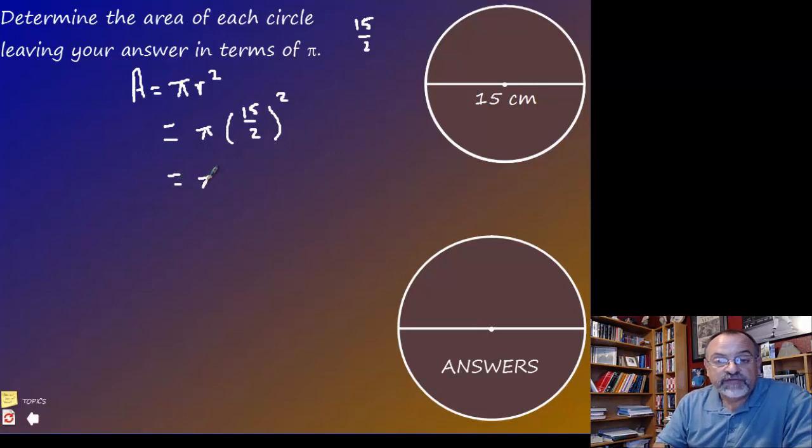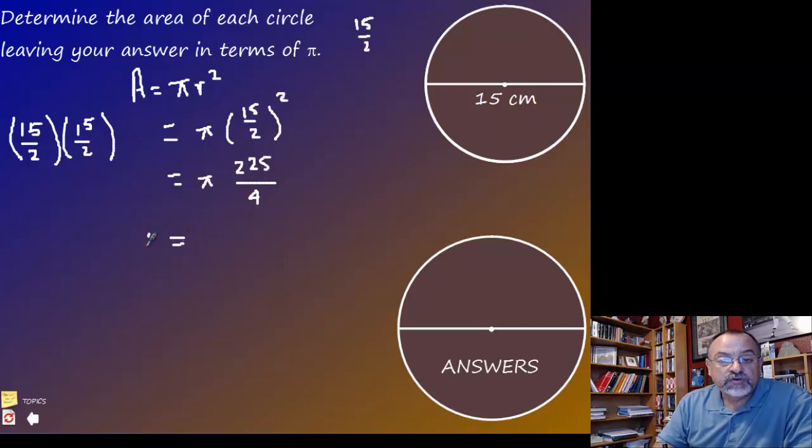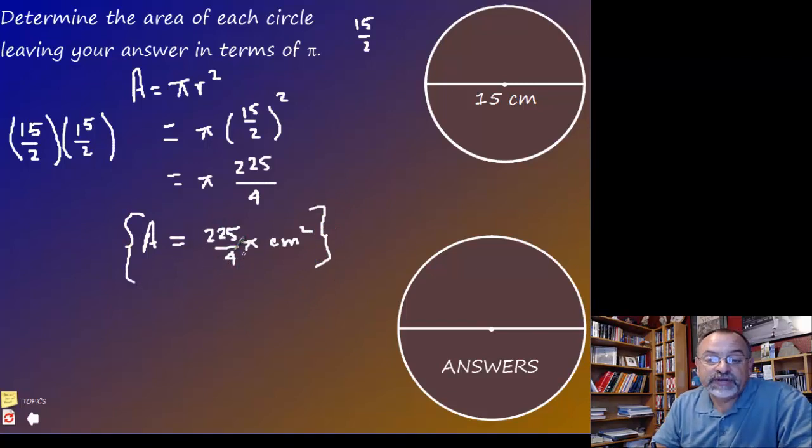So here we have pi, and to multiply fractions we multiply numerator times numerator and denominator times denominator. So when I square a number, it means I multiply it by itself. To square a fraction, I simply square the numerator, 15 squared, which is 225, and then square the denominator, 4. So my area is 225 over 4 pi, and then centimeters squared, the units will always be squared. So this would be my answer, and I don't have to do anything more with that.